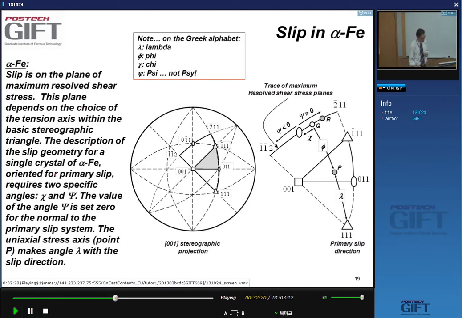Okay, so in addition to lambda and phi, you have these two extra angles that play a role.